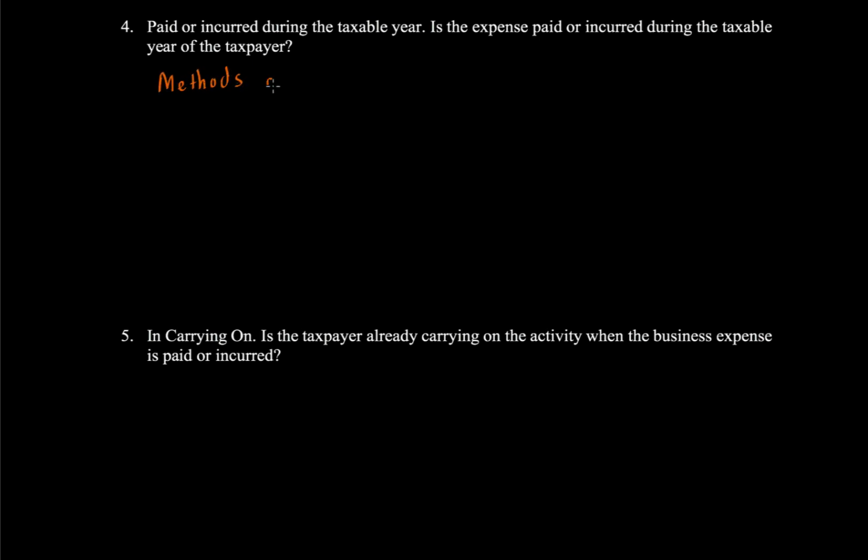So the methods of accounting. There are really 2 methods of accounting with respect to taxpayers out there. There's the cash method and there's the accrual method. And you can also be a hybrid. We're just going to talk about the cash and the accrual.